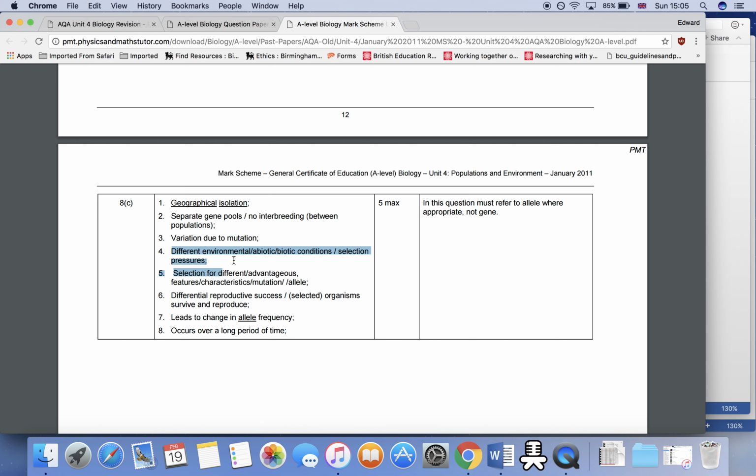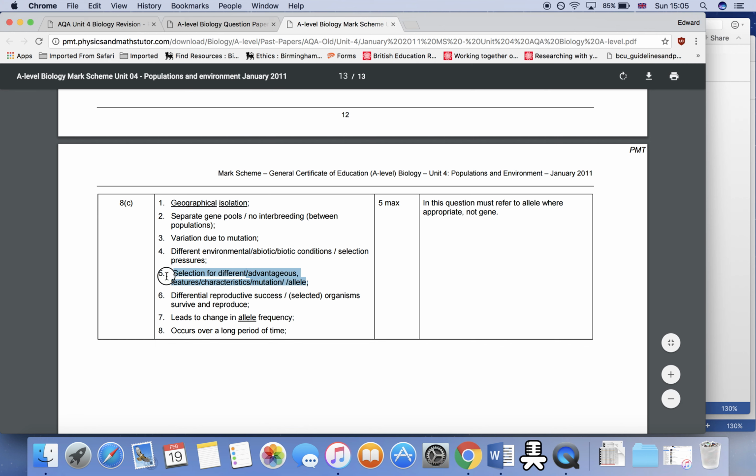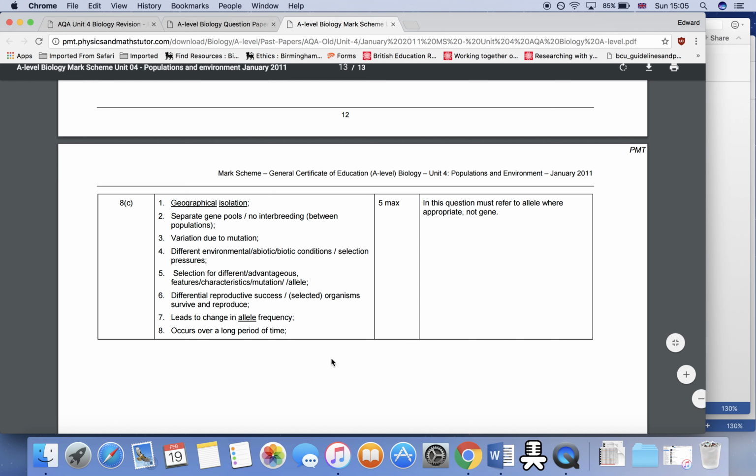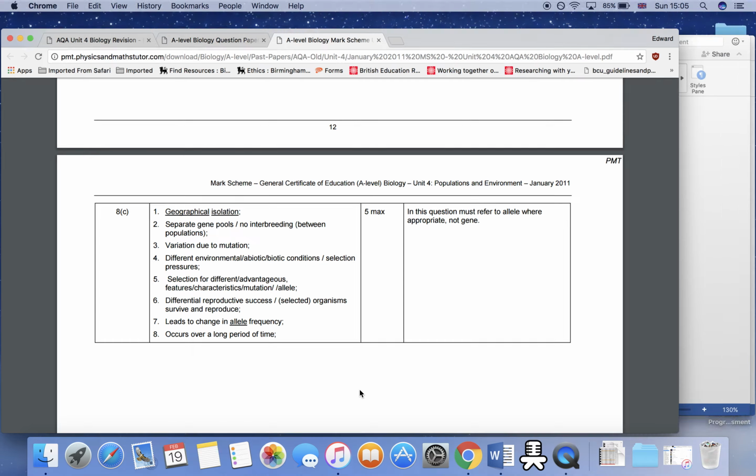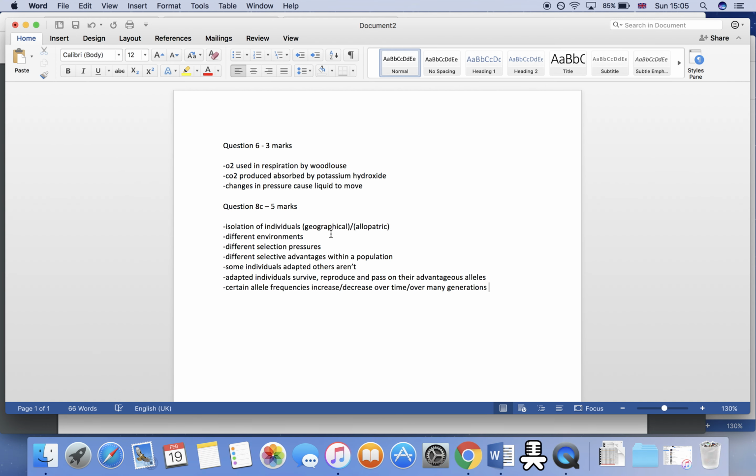Different environmental conditions or selection pressures, we got that one. Selection for different advantageous features. Differential reproductive success, as in we got survive and reproduce. We also mentioned allele frequency, and we also said it occurs over many generations, so I think we'd get that point as well. So we get full marks. We missed these 2 points and we got the rest. 5 out of 5.